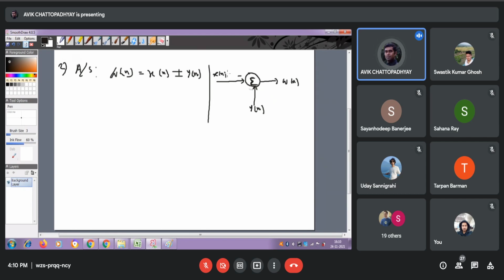Now just one point you should remember, that generally in a computer or the microprocessor, whenever you will learn microprocessors and computer architecture, these things will become very much clear to you.